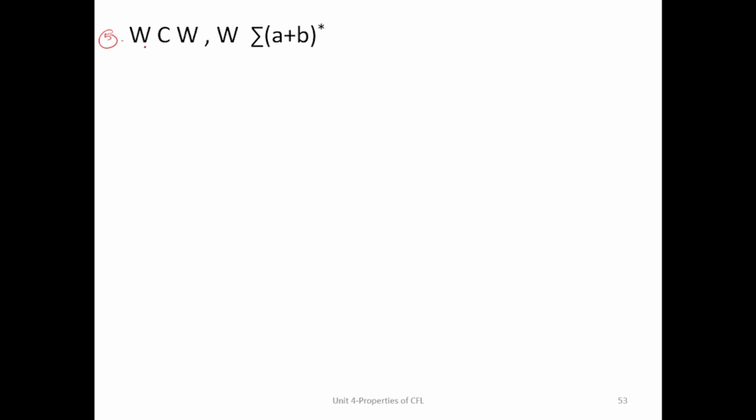The language contains strings of the WCW format, where W is a string over the alphabet symbols A and B. For example, if I am taking W as ABBA, the string should contain ABBA, then the letter C, and again ABBA. Then what is the logic behind it?